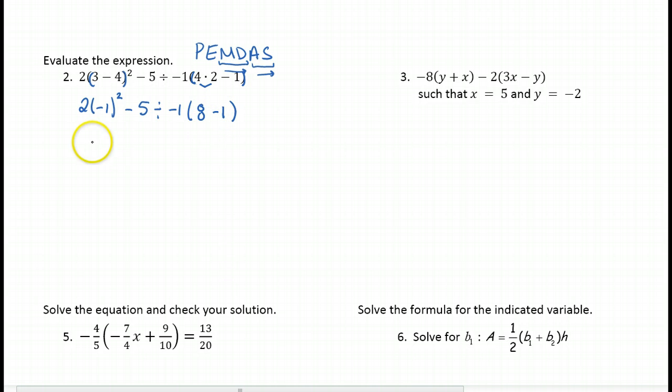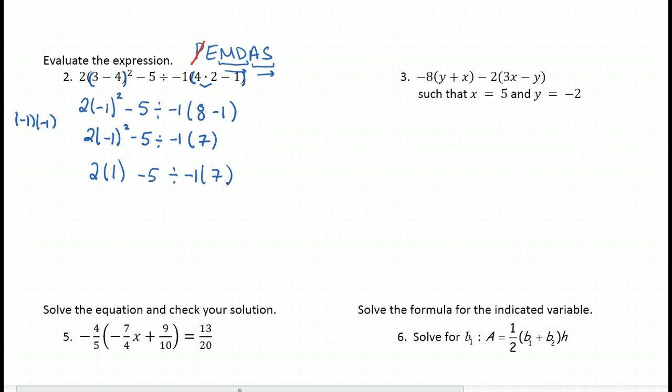And again, I'm going to just write the rest of it down. 8 minus 1 is 7. So now I got rid of parentheses. Now, what you could do is you could cross it out so you can keep track. Whatever works best for you. Now I got exponents. Well, negative 1 squared is negative 1 times negative 1. So that's really like 2 times positive 1 minus 5 divided by negative 1 times 7.